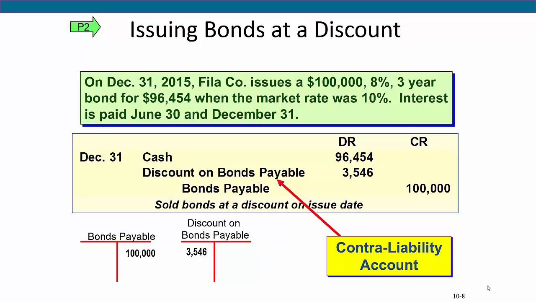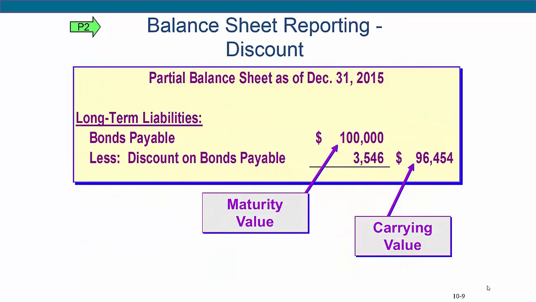As a contra liability account, picture it as being married to bonds payable. The two always go together. Don't assume it's an asset because it carries a normal debit balance. As can be seen on this slide, immediately after the issuance, the bonds payable account should have a credit balance, and the discount on bonds payable account should have a debit balance.